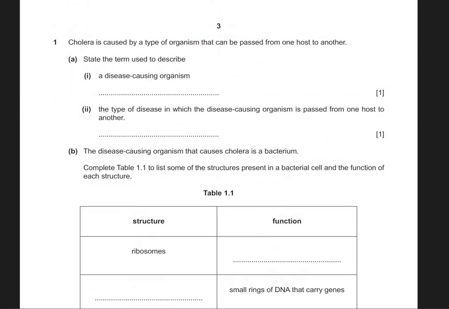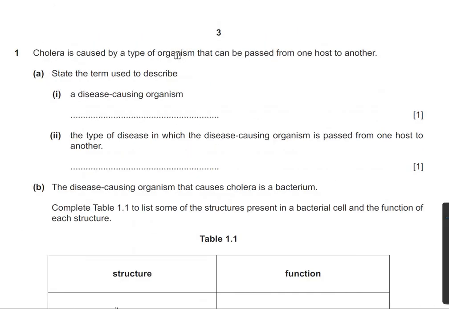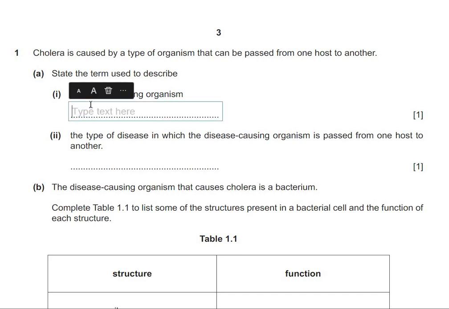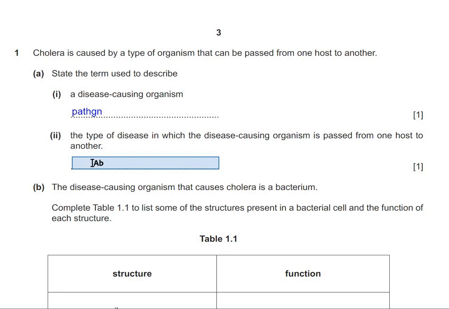So question number 1 says that cholera is a type of organism that can be passed from one host to another. State the term used to describe a disease-causing pathogen. We all know it is a disease-causing organism. Anything that causes a disease or that initiates an immune response in a human body is known as a pathogen. Alright, the type of disease in which the disease-causing organism is passed from one host to another is known as a communicable disease or an infectious disease.